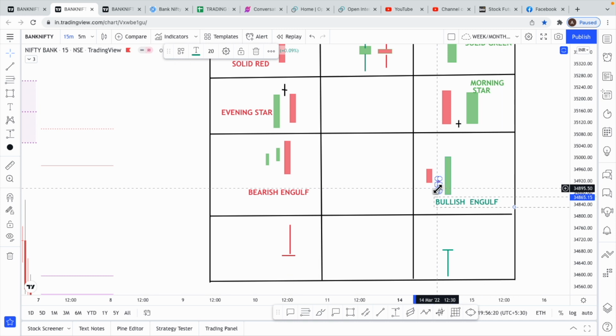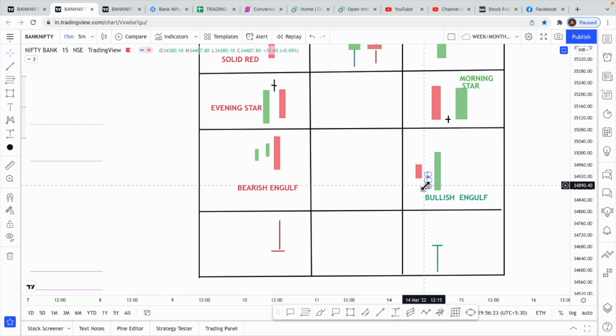The same thing for bullish engulf. You have a red candle and the green candle is completely engulfing it. Engulf means completely taking over, covering. So the red candle should be completely covered by a green candle, then we refer to it as bullish engulf.